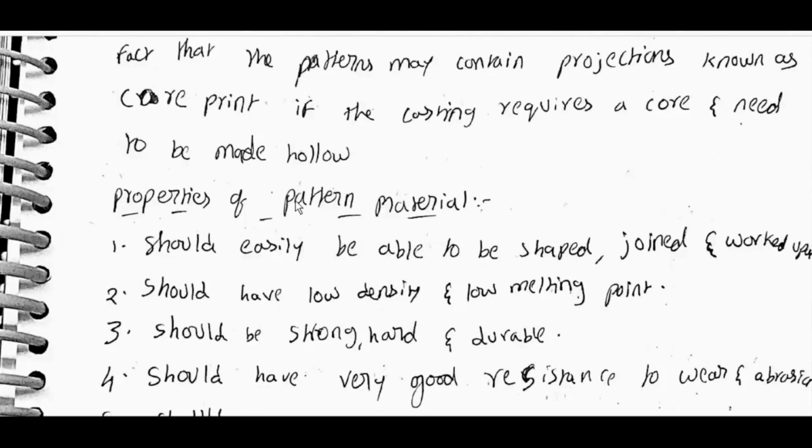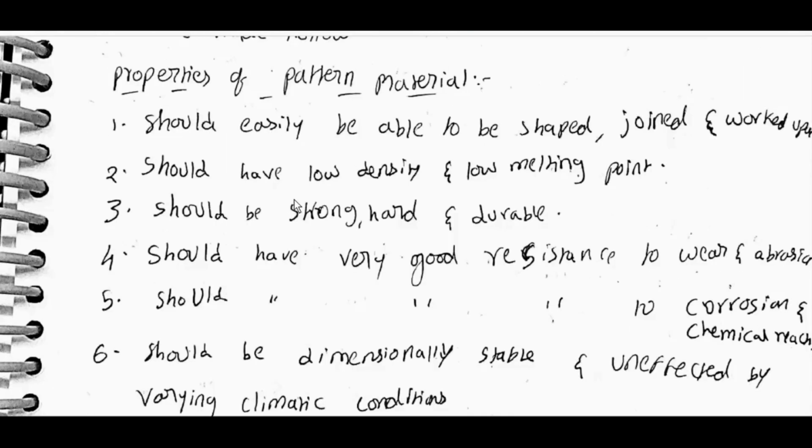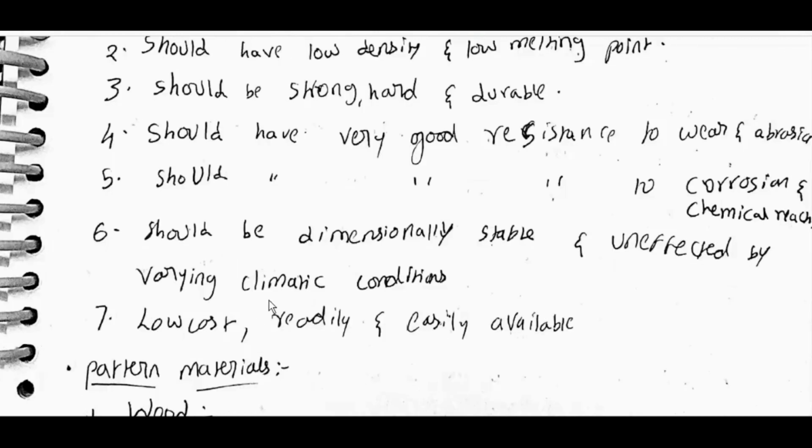Properties of pattern material. It should easily be able to be shaped, joined, and worked upon. Should have low density and low melting point. Should be strong, hard, and durable. Should have very good resistance to wear and abrasion. Should have very good resistance to corrosion and chemical reaction. Should be dimensionally stable and unaffected by varying climatic conditions. Low cost, readily and easily available.